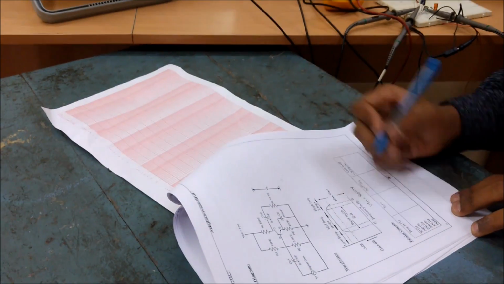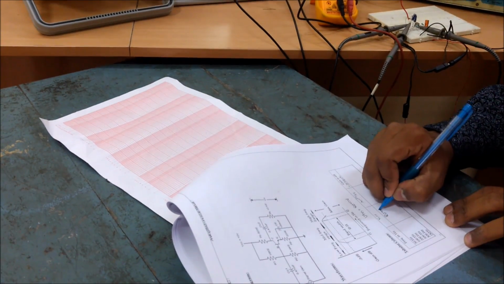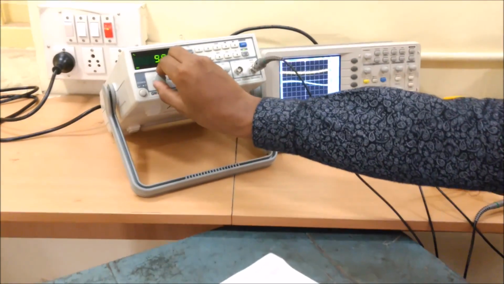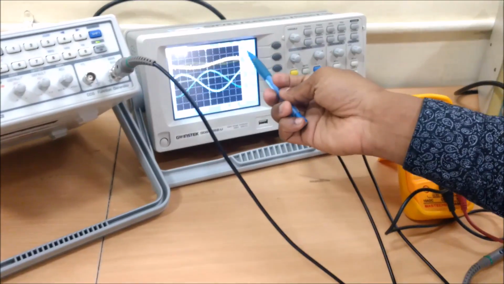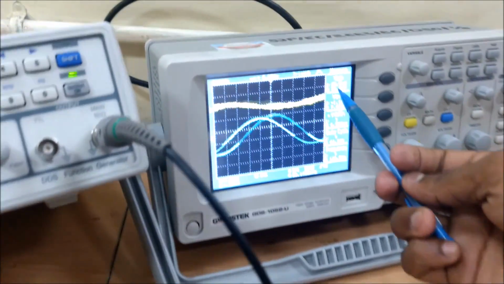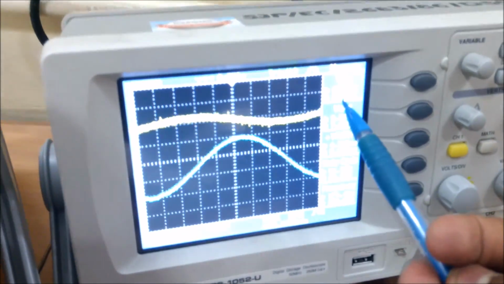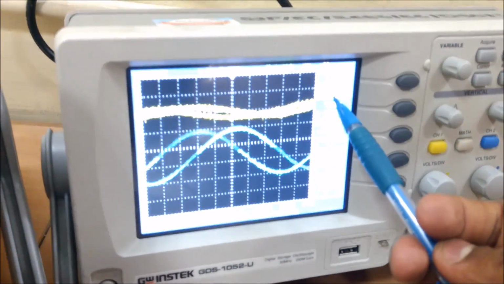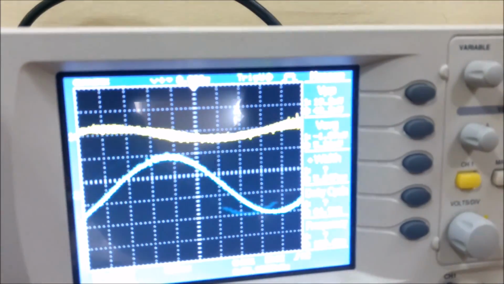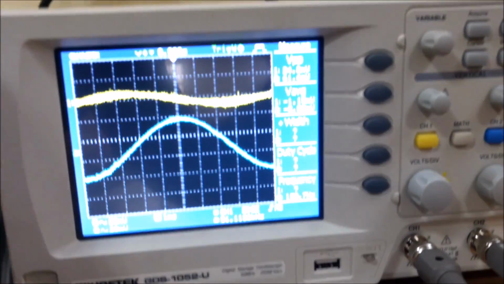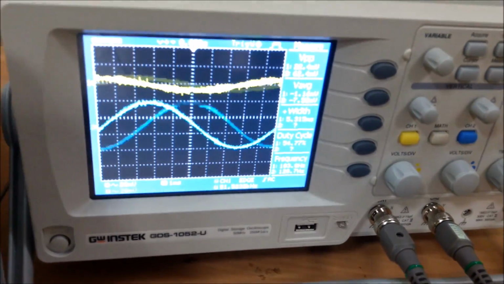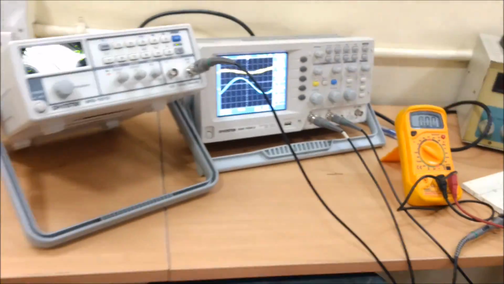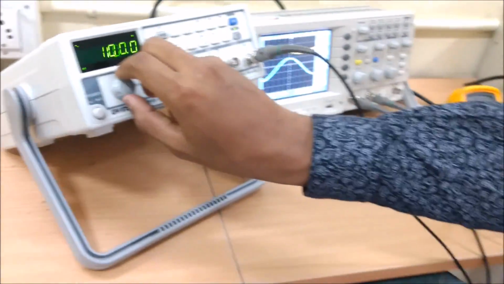Let's take 100 Hz. We'll see that at 100 Hz my input is almost 20 millivolts, and the output is reaching exactly 63 to 64 millivolts. 64 is enough. Then let's increase it to 1 kilohertz. We'll see what happens. In between there are a number of points.